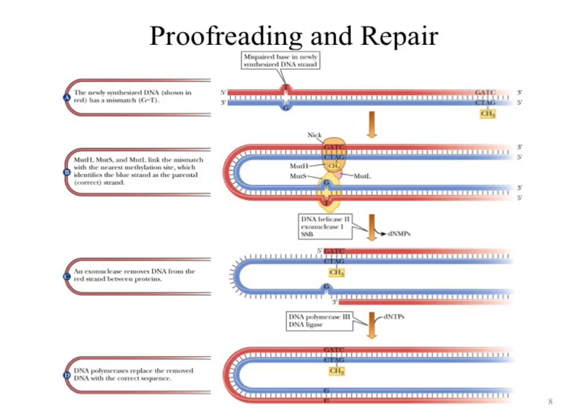They do give you some nice pictures as far as proofreading and repair goes. So for instance, if we had a mismatched nucleotide, we're going to get a slight bump in our backbone. Okay? That bump can be detected by a repair enzyme. The repair enzyme can come along, find that place, and it makes a nick. Okay? That nick is ultimately breaking the backbone. We're breaking the phosphodiester backbone.